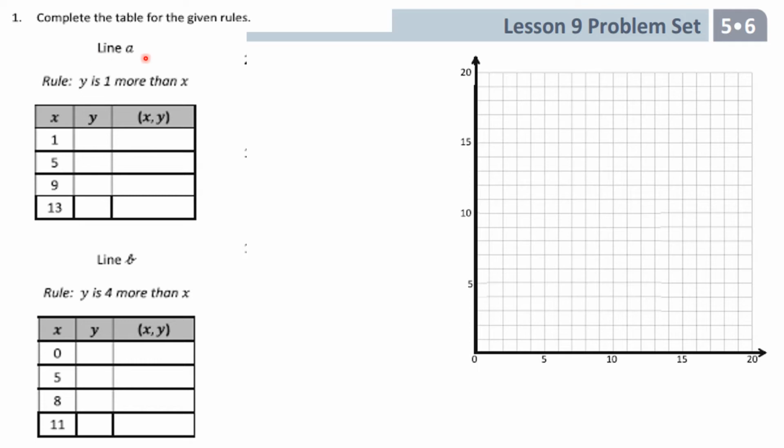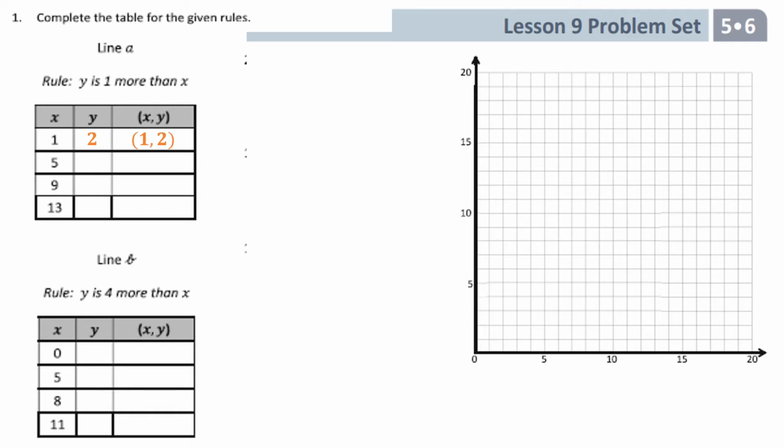So I'm going to start with a table for line A. I have my x coordinates here. I don't know my y coordinates, but I have a rule that will tell me how to find y. Remember, that's the purpose of a rule. Now the rule is y is 1 more than x. 1 more means plus 1. So for all of these, I could just take my x coordinates and add 1 to get to the y. So x is 1, 1 more than 1 is 2, and the x and y together is 1 comma 2.